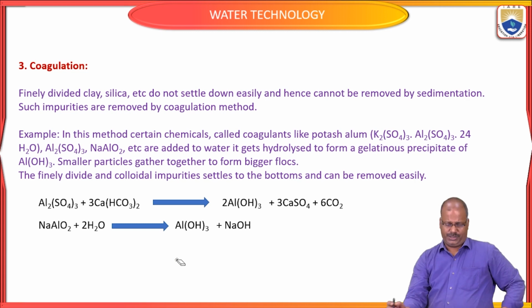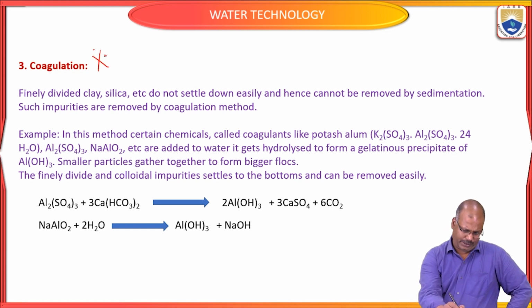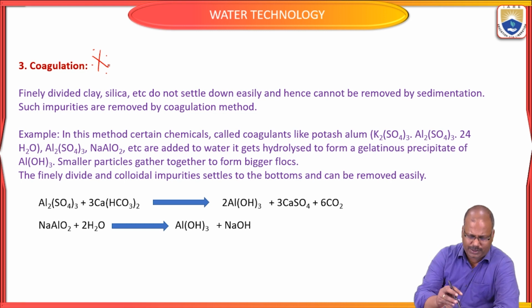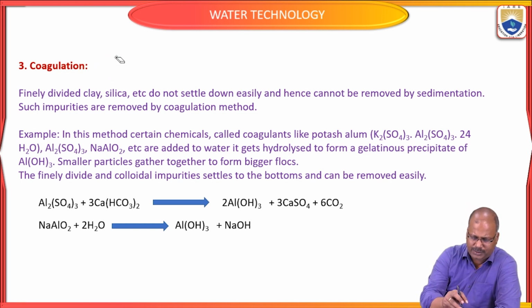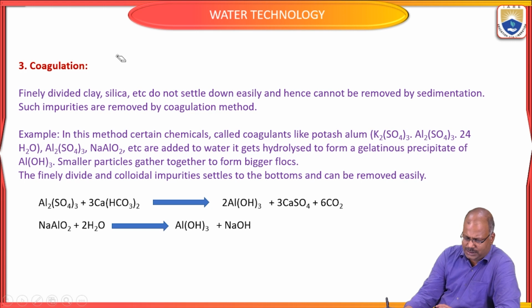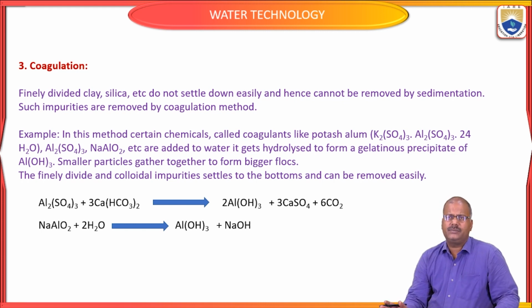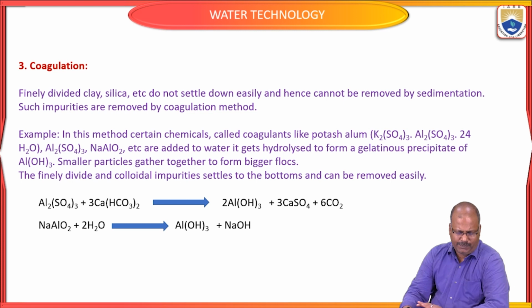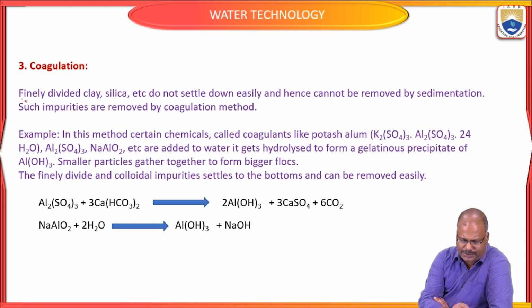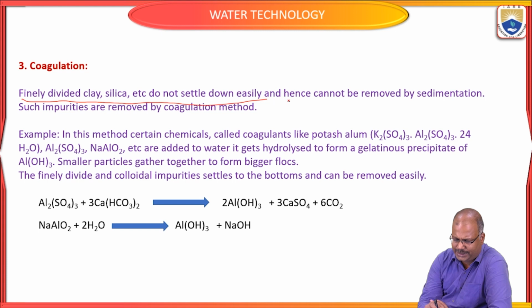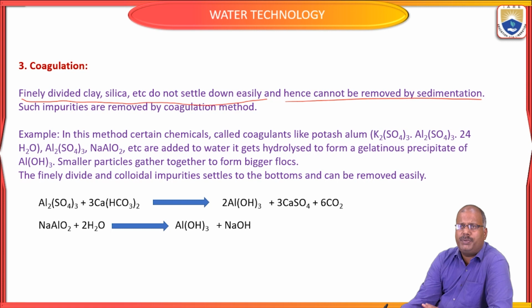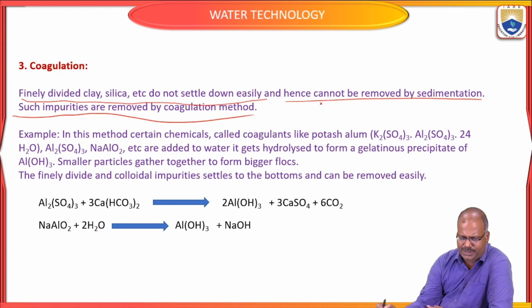Next, coagulation. This is also a very, very important step in water treatment. Why? Because in this treatment, even very small colloidal impurities can be separated out. Finely divided clay, silica, etc. do not settle down easily and hence cannot be removed by sedimentation. Whatever impurities cannot be removed by sedimentation are removed by the coagulation method.